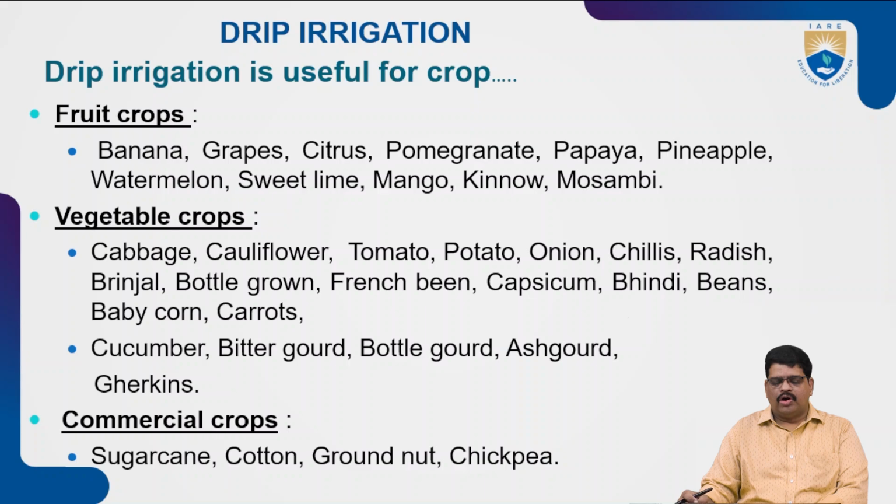gourd and bottle gourd and ash gourd and gherkins. These are some of the examples of the vegetable crops for the cultivation through the drip irrigation system.